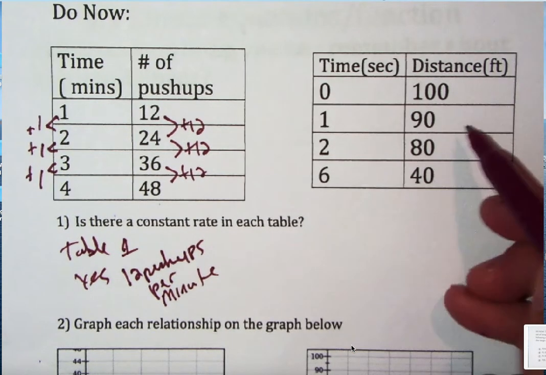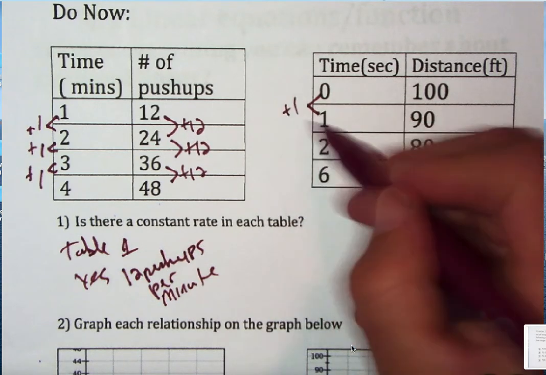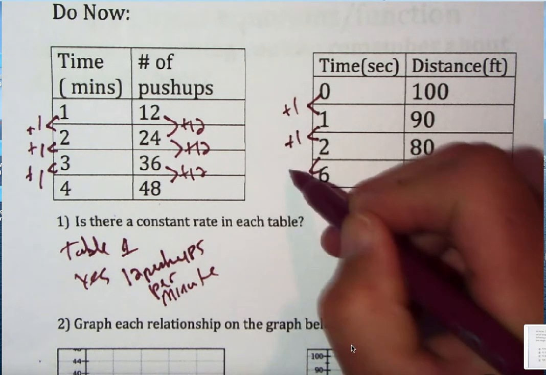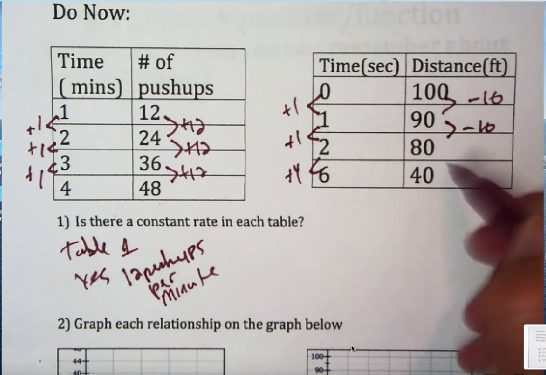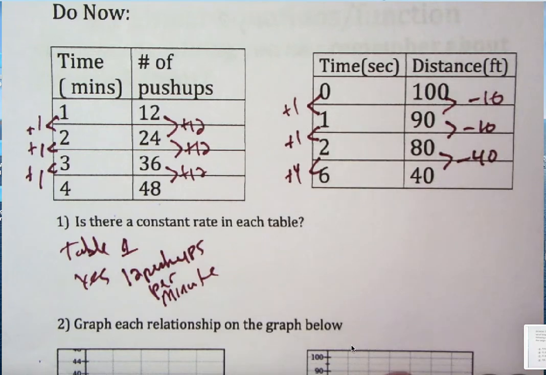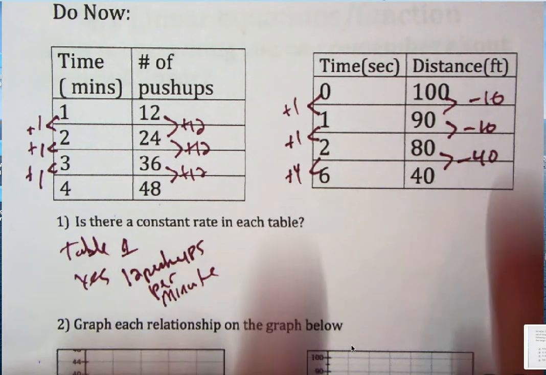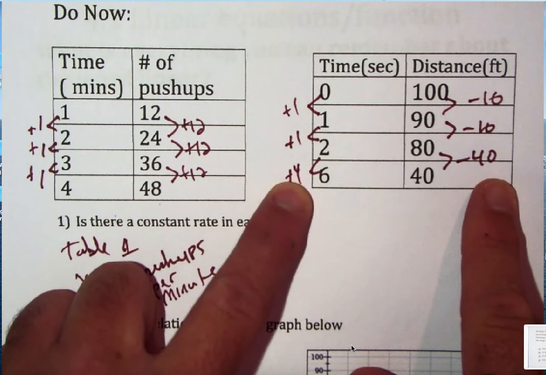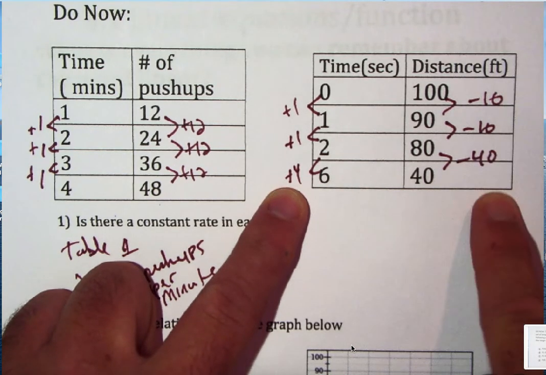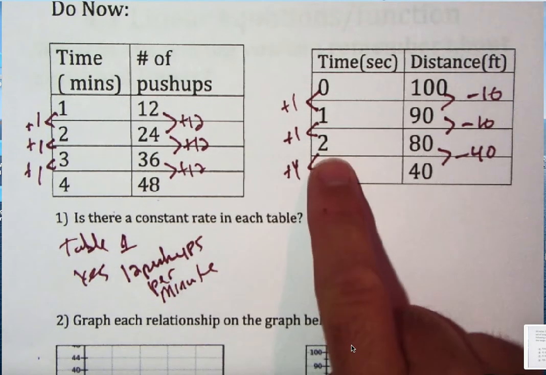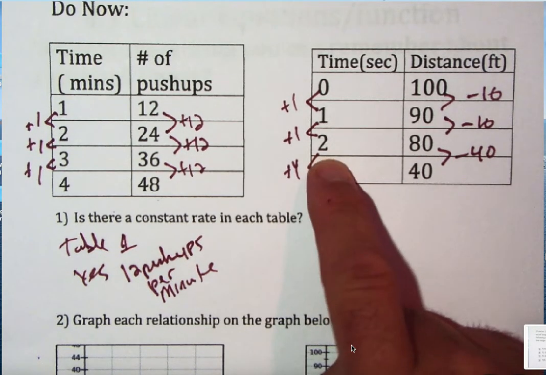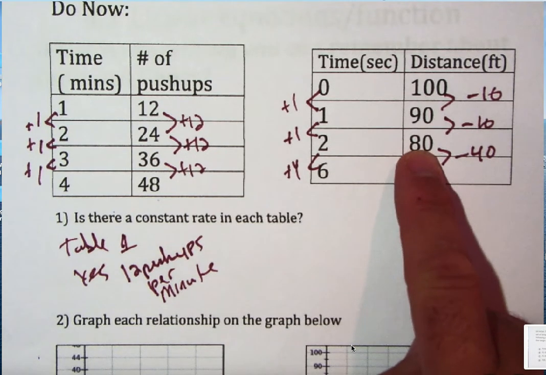All right, the next one: plus 1, plus 1, plus 4, minus 10, minus 10, minus 40. Okay, do you think that's a constant rate? If you look really quickly, you would say no, that's plus 1, plus 1, plus 4. That's negative 10, negative 10, negative 40. And someone said, well, Mr. Moran, the time is missing 4 on this side. It jumps from 2 to 6. And this one jumps from 80 to 40.